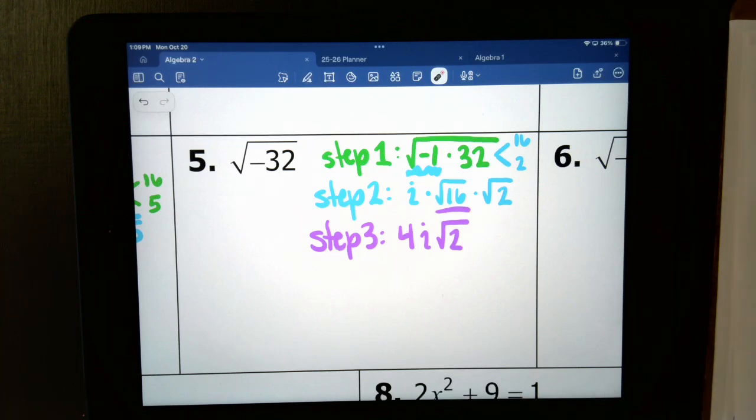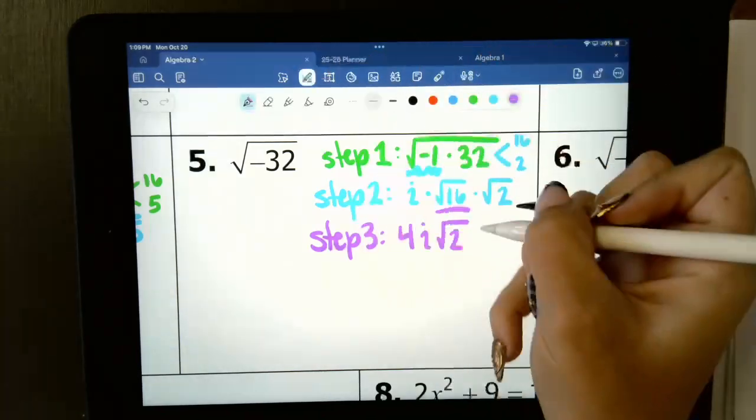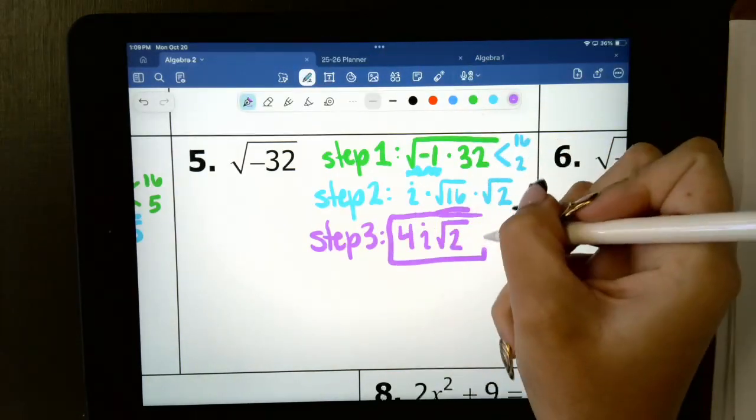We'll have more like that where we can just build off that. But that is our answer.